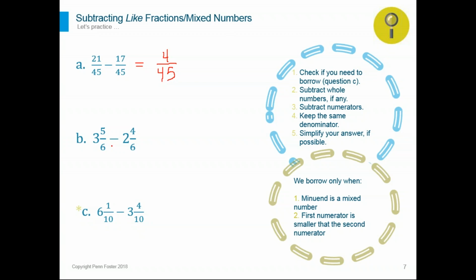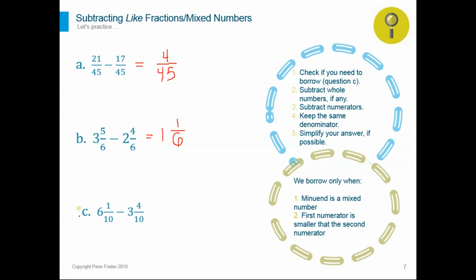Number B, 3 and 5 over 6 minus 2 and 4 over 6. Again, same denominators. We're going to do the same thing as we did with the mixed numbers when we added them, but this time we're going to subtract. 3 minus 2, we subtract the whole numbers, is 1. 5 minus 4 is also 1, and then we keep the 6. 1 and 6, nothing common, so the answer is 1 and 1/6.